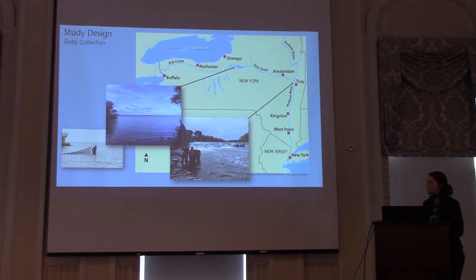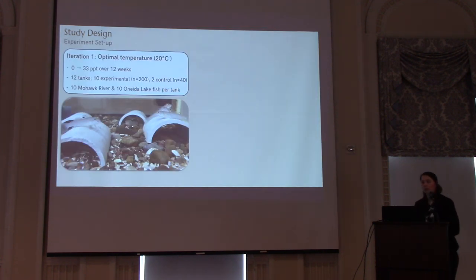And then to supplement our sample size, we just used seine nets on the shoreline of Oneida Lake. They're very plentiful there, very easy to catch, and that's where I was based out running these experiments. So I ran two different iterations of these salinity trials. The first is at a bioenergetically optimal temperature for round goby at 20 degrees Celsius.